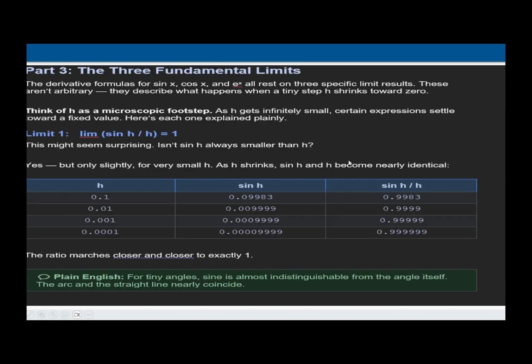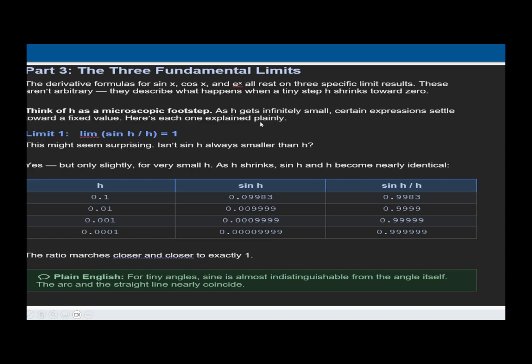The three fundamental limits we talk about are behind the derivative formulas for sin x, cos x, and e to the power x, the exponential. All rest on three specific limit results. They are not arbitrary. They describe what happens when a tiny step h shrinks towards 0. Think of h as a microscopic footstep. As h gets infinitely small, certain expressions settle toward a fixed value.